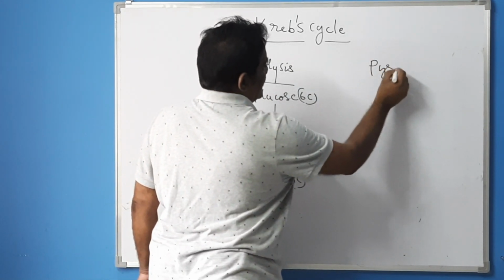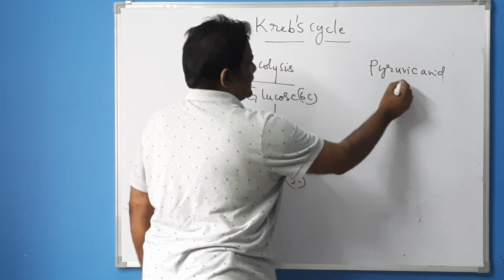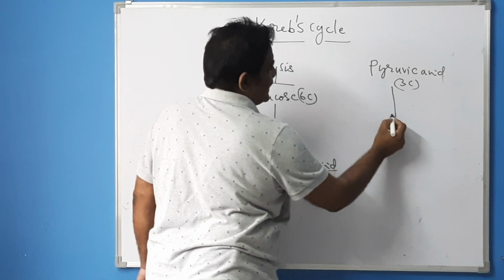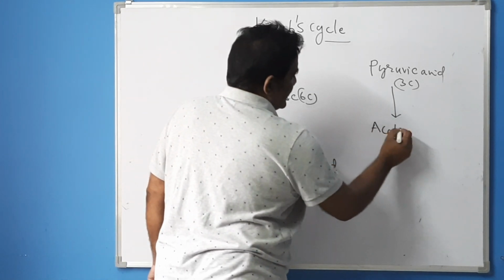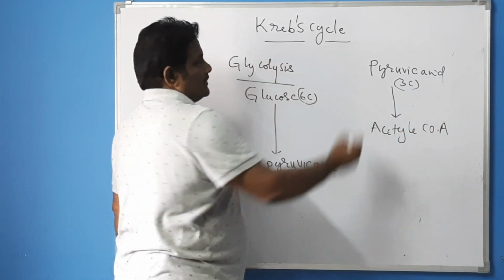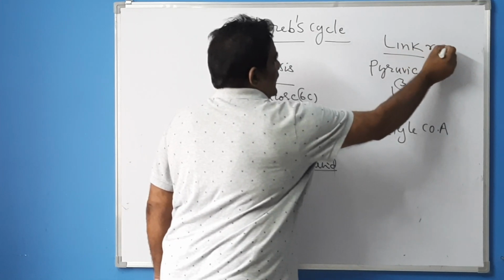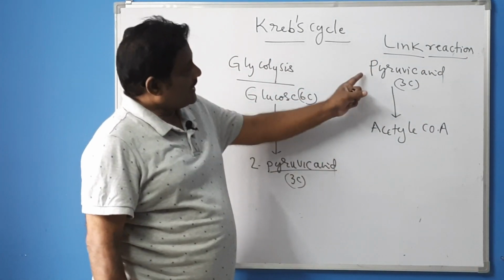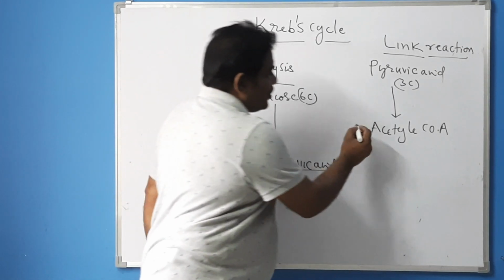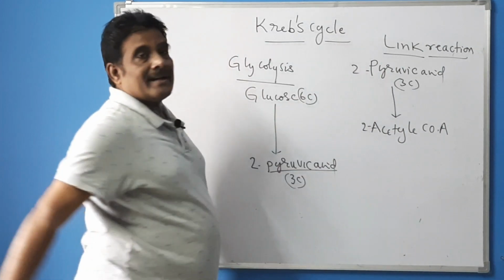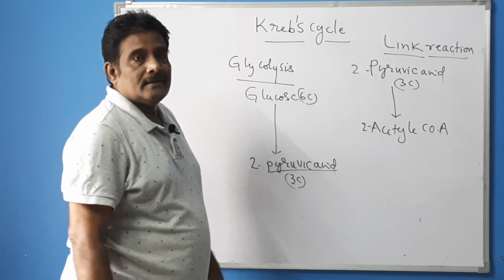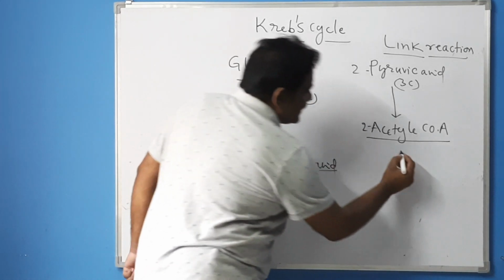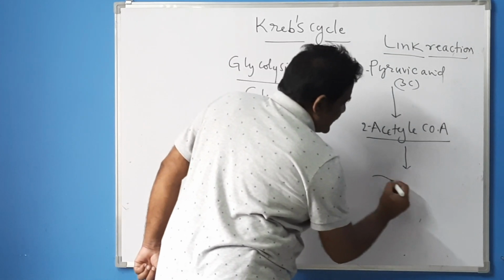In the link reaction, the pyruvic acid molecules get oxidized. Before entry into the matrix of the mitochondria, the pyruvic acid is oxidized to acetyl coenzyme A. So this is the link reaction. Already I explained it; watch my previous video where you get the idea about link reactions. Pyruvic acid is converted into acetyl coenzyme A. There are two molecules of acetyl coenzyme A, as two molecules of pyruvic acid are the end products of glycolysis. So this acetyl coenzyme A is a connective link between glycolysis and the Krebs cycle, and it is going to be involved in Krebs cycle reactions.